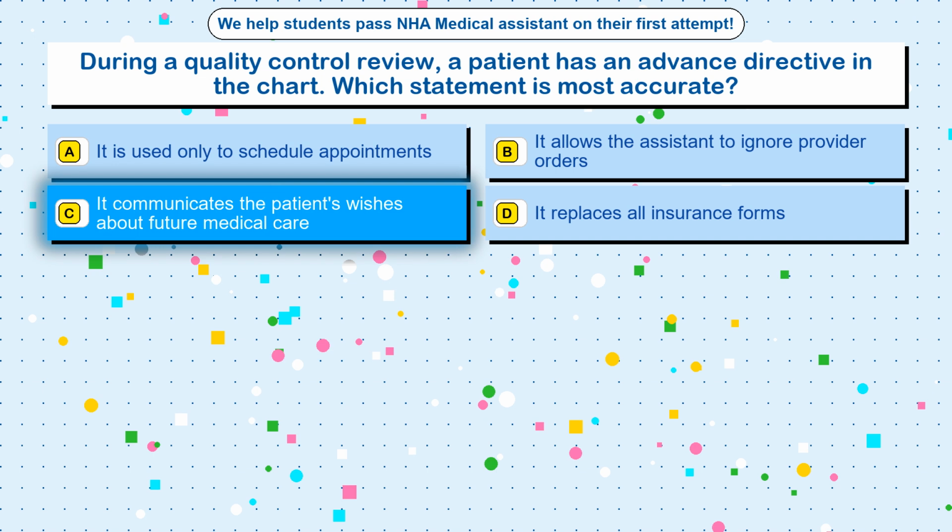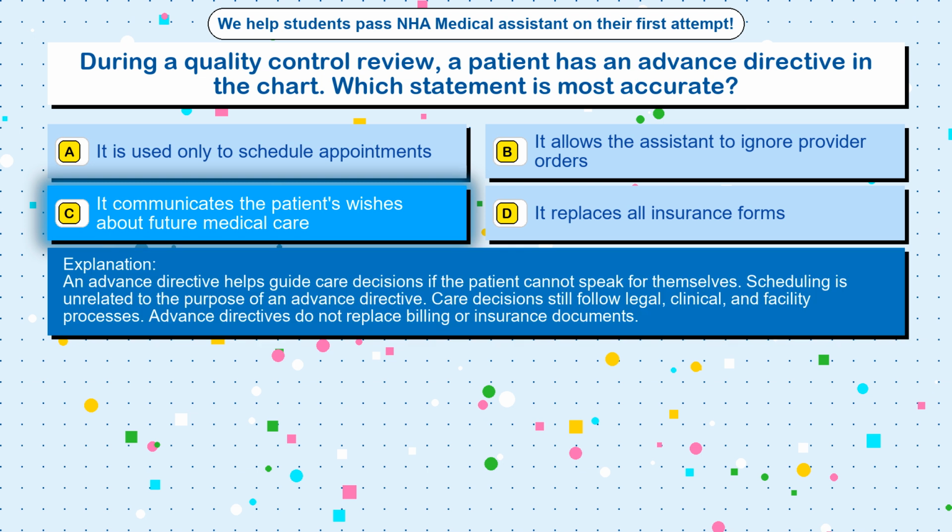The correct answer is option C. It communicates the patient's wishes about future medical care. An advance directive helps guide care decisions if the patient cannot speak for themselves. Scheduling is unrelated to the purpose of an advance directive. Care decisions still follow legal, clinical, and facility processes. Advance directives do not replace billing or insurance documents.